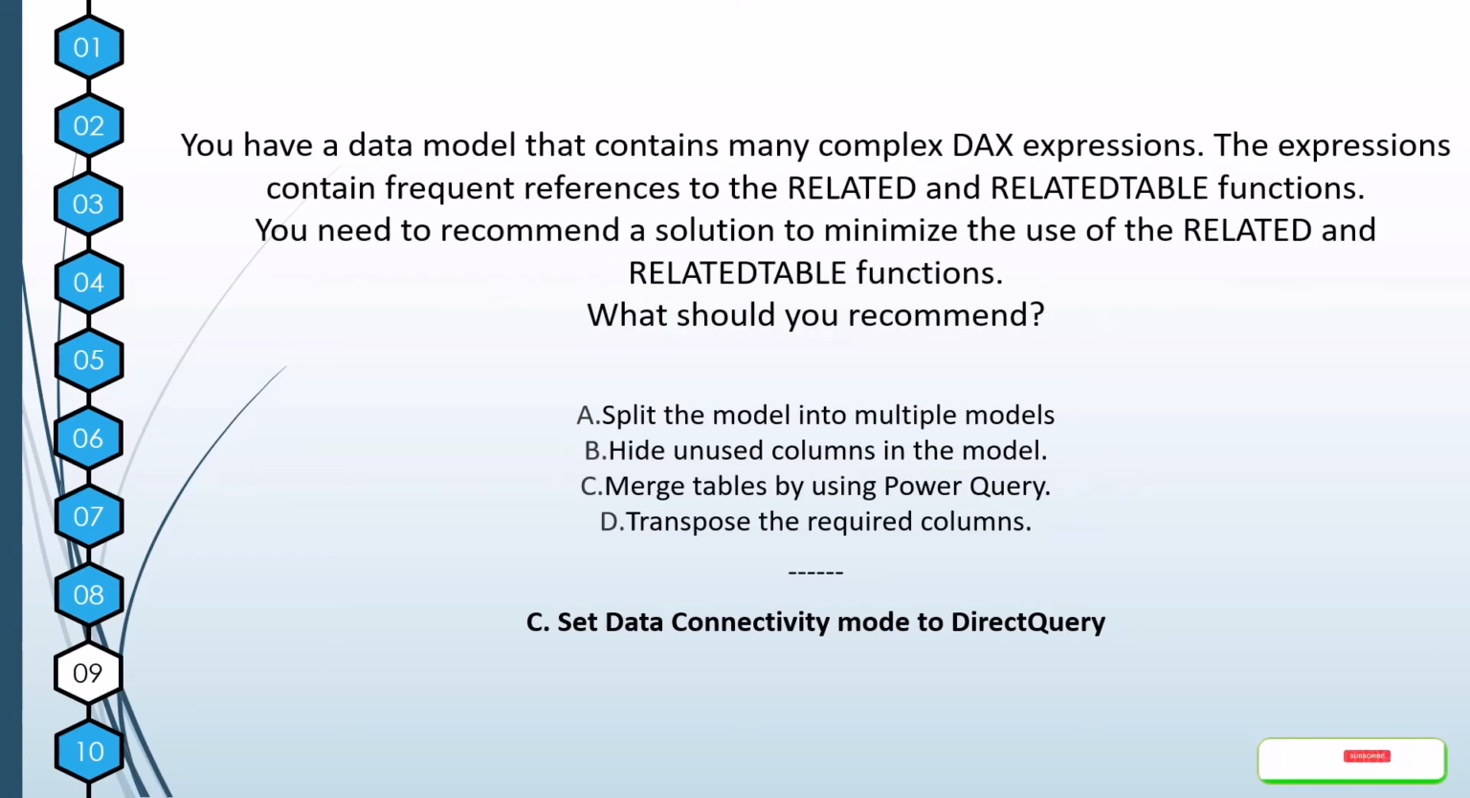You have a data model that contains many complex tax expressions. The expressions contain frequent references to the related and related table functions. You need to recommend a solution to minimize the use of the related and related table functions. What should you recommend? A. Split the model into multiple models. B. Hide unused columns in the model. C. Merge tables by using Power Query. D. Transpose the required columns. C. Merge tables by using Power Query.